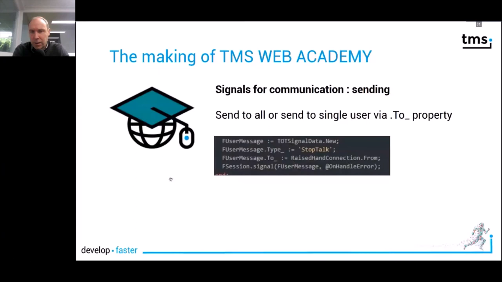Here you can see that the signal that is used to raise a hand and in response enable the microphone on the client is obviously only sent back to the one who raised the hand. So you can see here in the raised hand connection, which is the signal that was received when someone raises his hand, it is sent back to the one who sent this raised hand, to the signal where someone can enable his microphone.